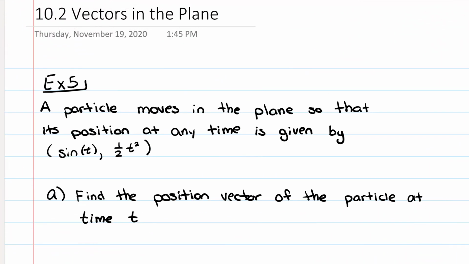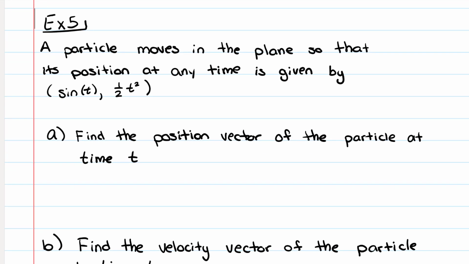10.2, Example 5. In this example, we're finally going to look at how to find velocities and acceleration when given vectors. So we have a particle that moves in the plane so that its position at any time is given by sine of t, 1/2 of t squared. So the first thing we're going to want to do in this problem is find the position vector of the particle at any time t.